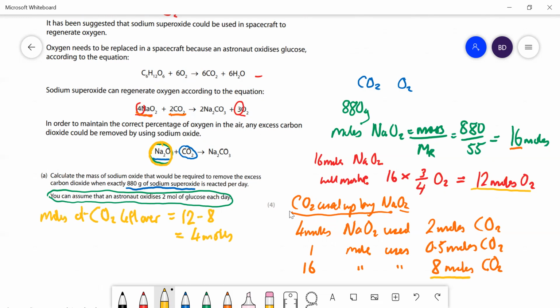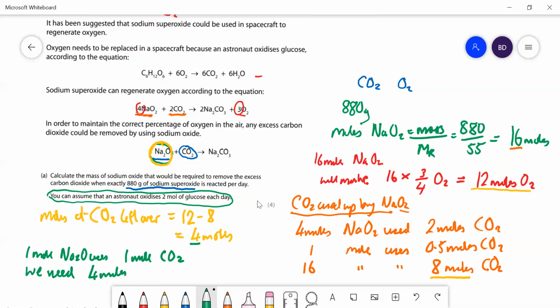Okay, so this equation shows us 1 mole of sodium oxide uses up 1 mole of CO2. We need to use up 4 moles, so we need 4 moles of sodium oxide.